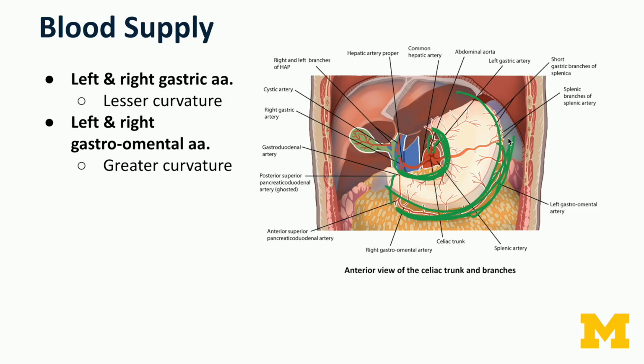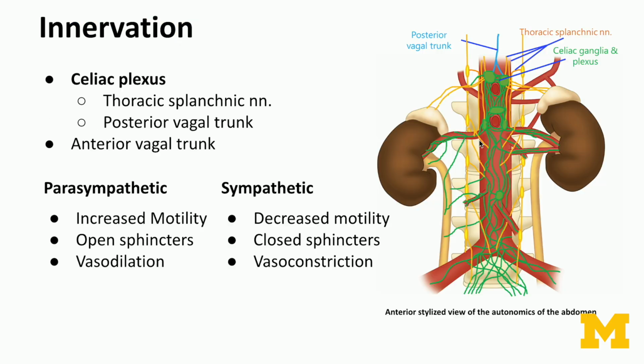And there are other smaller branches, such as splenic branches from the splenic artery, gastric branches from the splenic artery, etc. But the gastric arteries and the gastroomental arteries supply the lion's share of blood to the stomach.